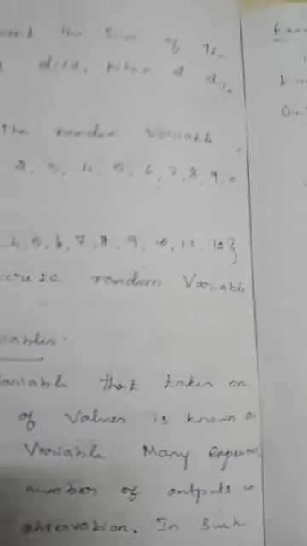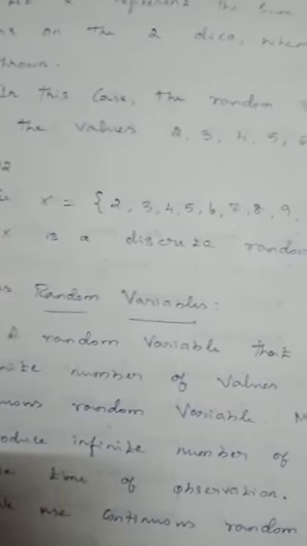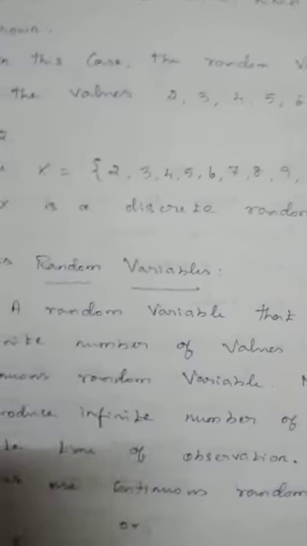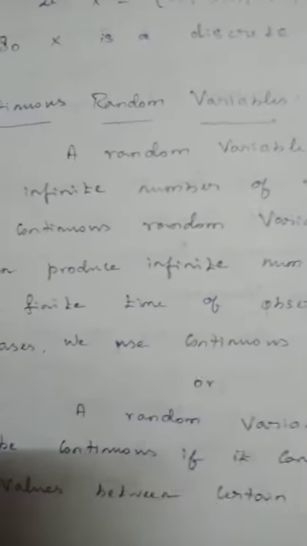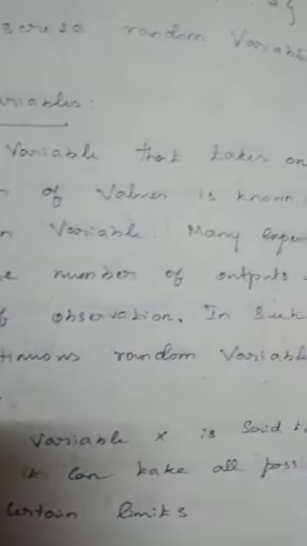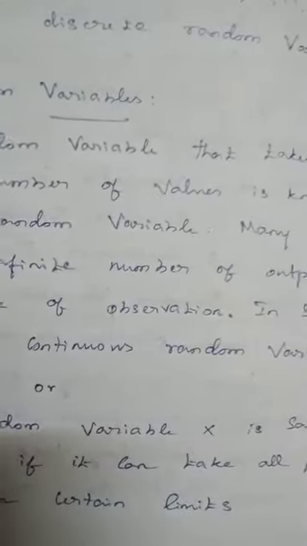Some of the experiments may give finite values, and some of the experiments we consider may give an infinite number of values. In that case we use continuous random variables. In other words, it is defined as: a random variable X is said to be continuous if it can take all possible values between certain limits.